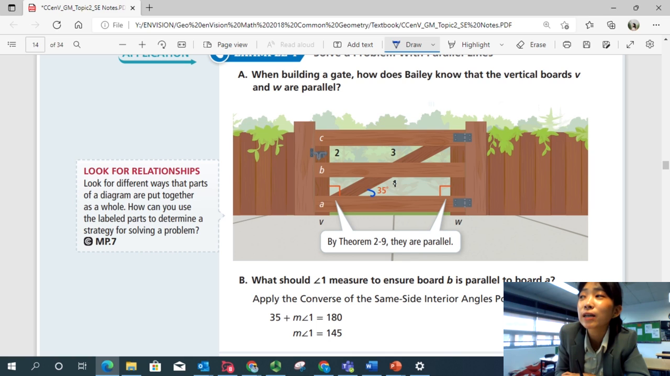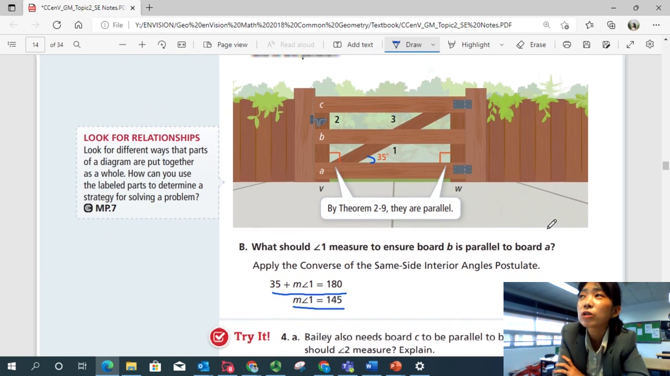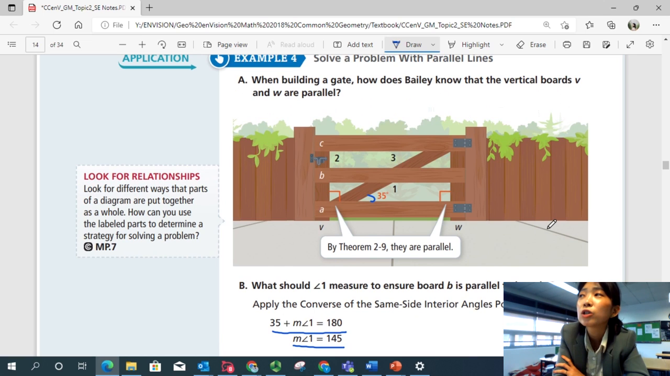So by the same side interior angles postulate, 35 plus the measure of angle 1 should be 180 degrees. So set up your equation for that and solve for it. You'll get 145. 180 minus 35 is 145. So if you know all these postulates, you'll know which ones should be supplementary angles, which ones should be congruent angles. Okay, so use your theorems and postulates about parallel lines to ensure some lines are parallel and to figure out some angles that are unknown.